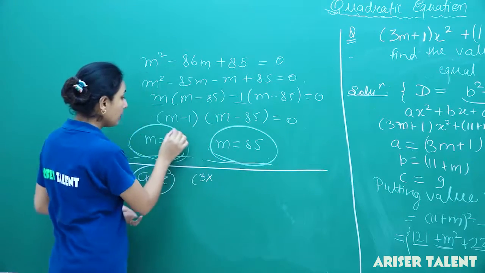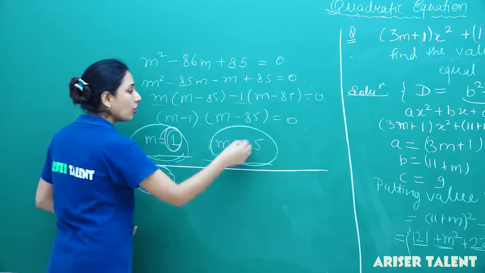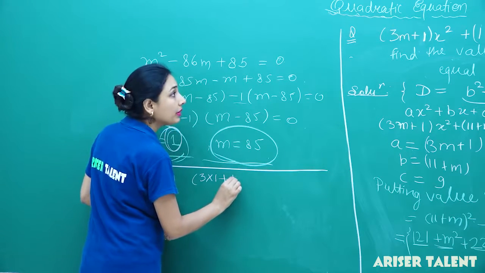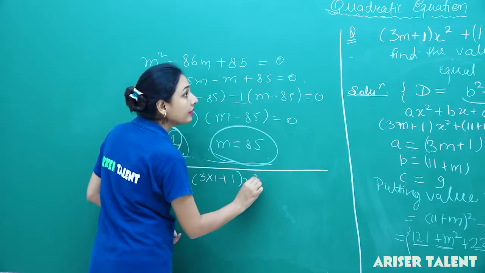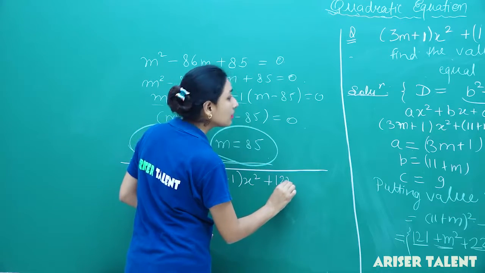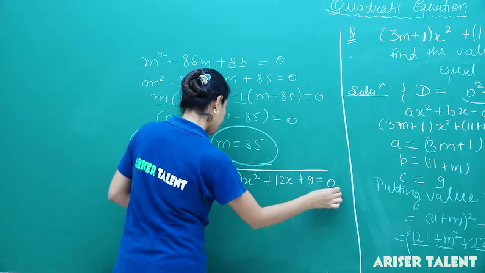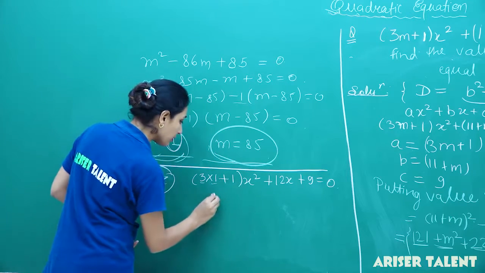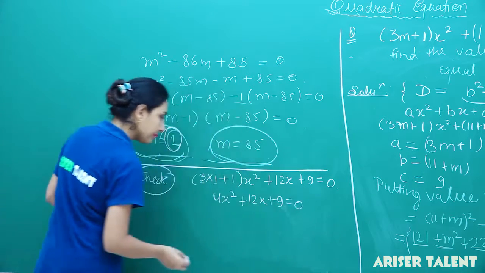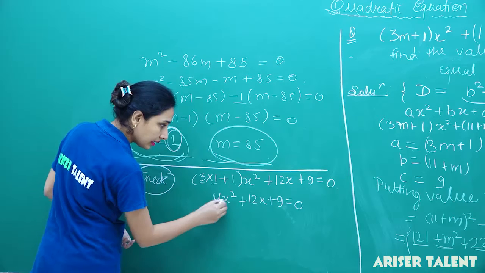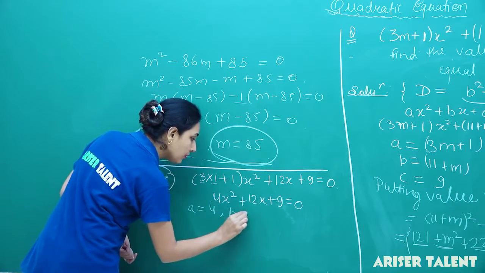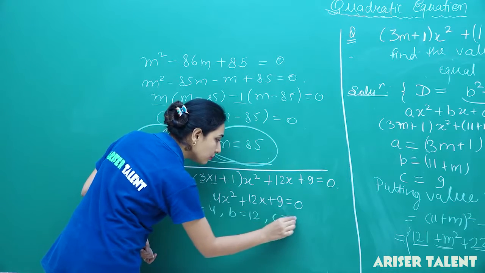Now, I am having only checked by this. You have to do this on your own. I am checking it by this. Okay. So 3 multiplied by 1 plus 1, x square plus (11 plus 1), which will be 12x, plus 9 equals to 0. Now, if it is so, that is 3 plus 1. So, 4x square plus 12x plus 9 equals to 0. Okay. So, can I take common here something? No, I can't take. So, a equals to 4, b equals to 12 and c equals to 9.